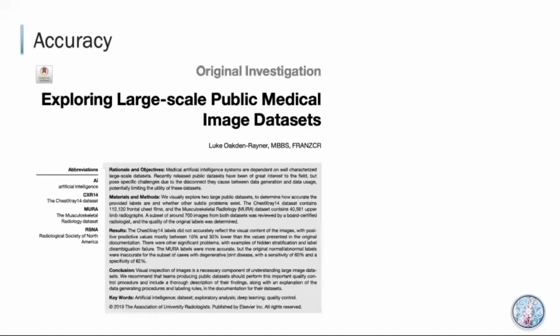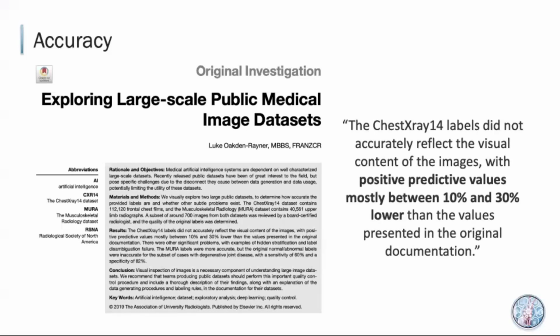When we look beyond simple imaging metadata and into accuracy of disease labels, the problem does seem worse. In this paper by Luke Oakden-Rayner, an evaluation of NIH chest X-ray 14 labels showed that the labels were frequently incorrect, with positive predictive value between 10 and 30% lower than those reported by the original dataset. And so accuracy of data labels is an ever-present challenge.